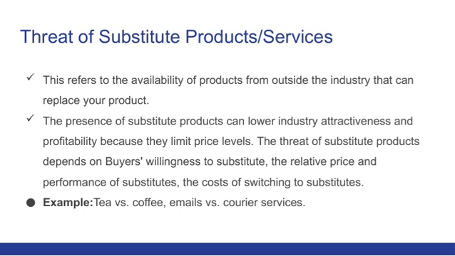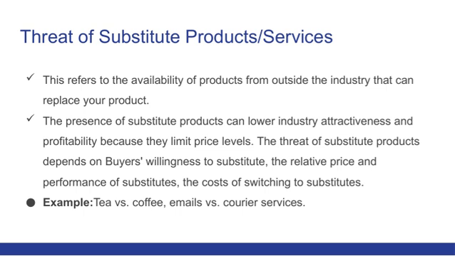If a substitute is cheaper, offers similar or better performance, and switching costs are low, then the threat is higher. For example, think about tea versus coffee. People might choose one over the other based on taste, price, or convenience. Or consider emails versus courier services. Email is a substitute that can replace traditional courier services for many communication needs. Ultimately, understanding this threat helps us see how external options can influence the industry's profitability and how we might need to adapt strategies accordingly.